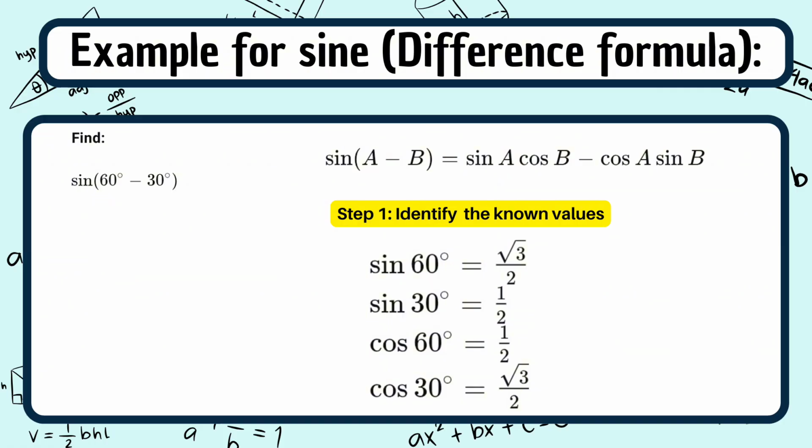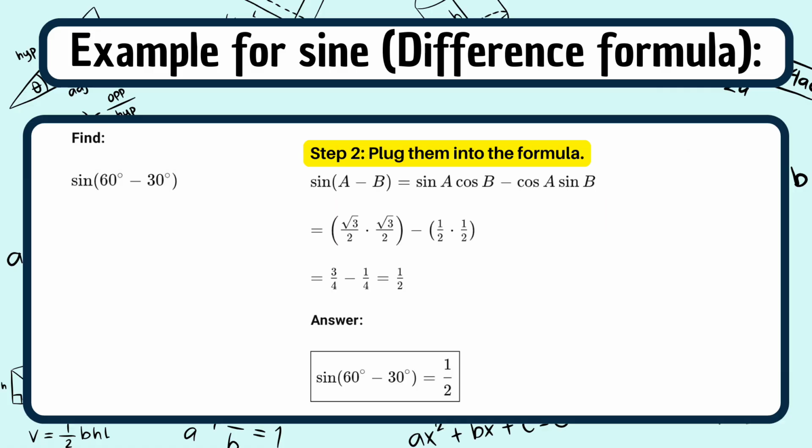Now let's proceed to step number 2. Plug them into the formula. So we have sine 60 degrees minus 30 degrees is equal to square root of 3 over 2 times square root of 3 over 2 minus 1/2 times 1/2. So calculate. Okay, we have the final answer, which is 1/2. Therefore, sine 60 degrees minus 30 degrees is equal to 1/2.